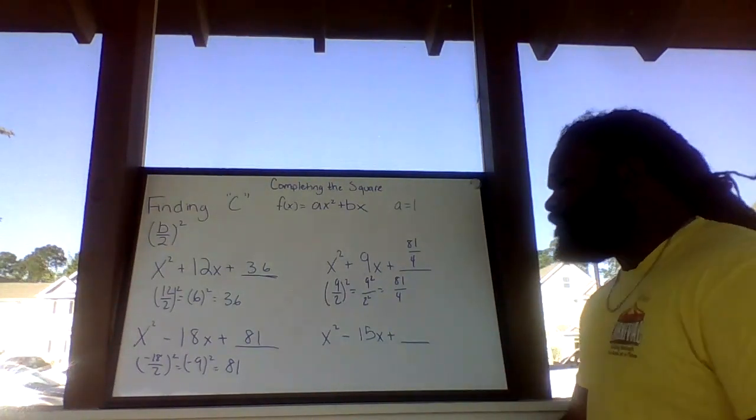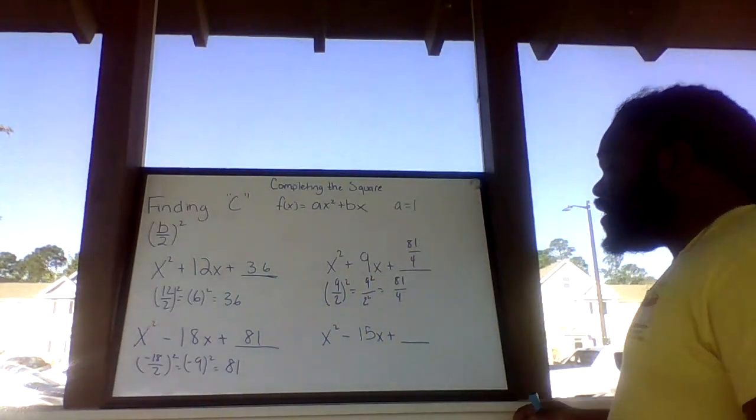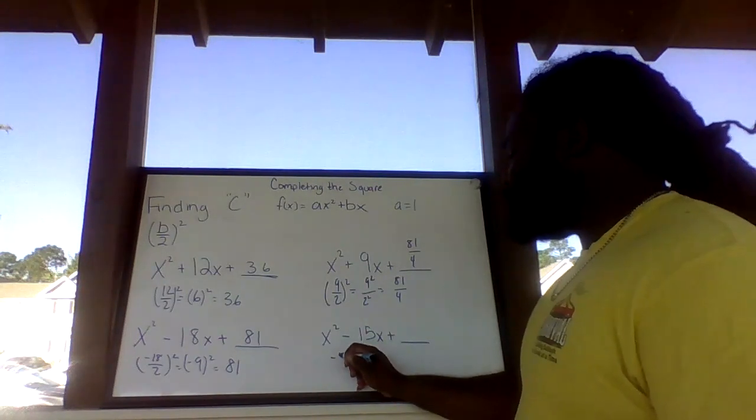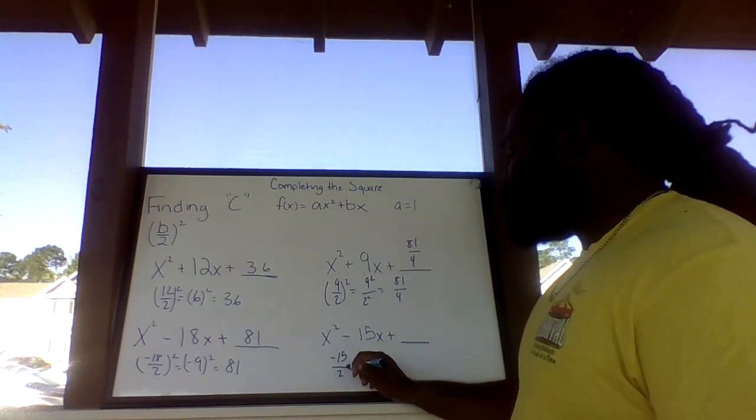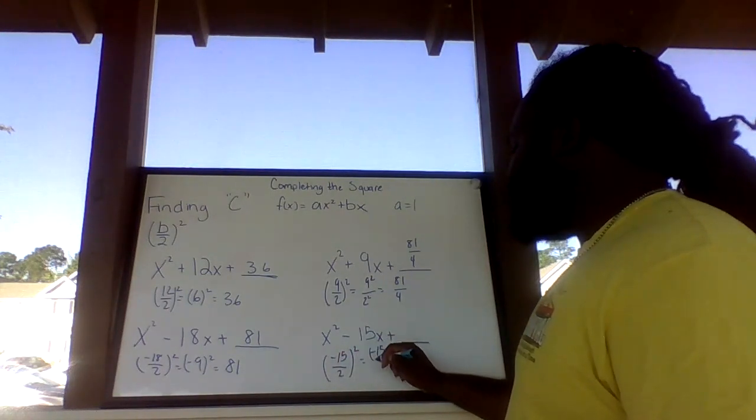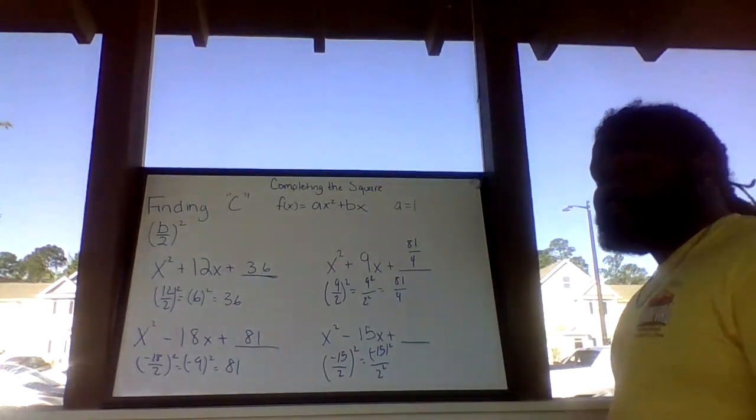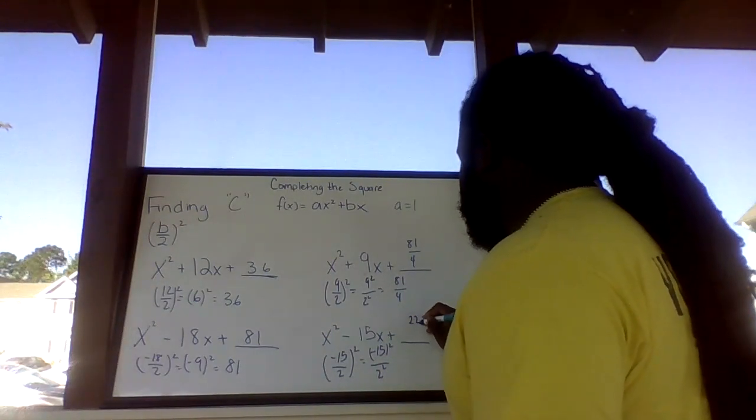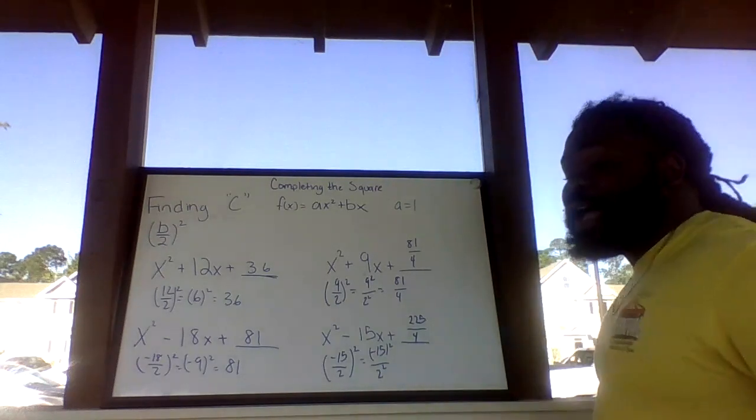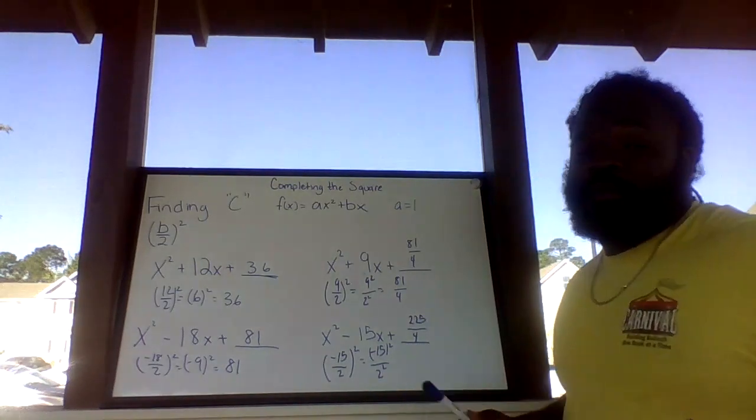And lastly, we have x squared minus 15x, and we want to complete the square in this. So what we want to do is take our b, which is negative 15, and square half of it. That's going to give me negative 15 squared over 2 squared. Negative 15 squared gives me 225. 2 squared gives me 4. My c value, in order to complete this square, would be 225 over 4.